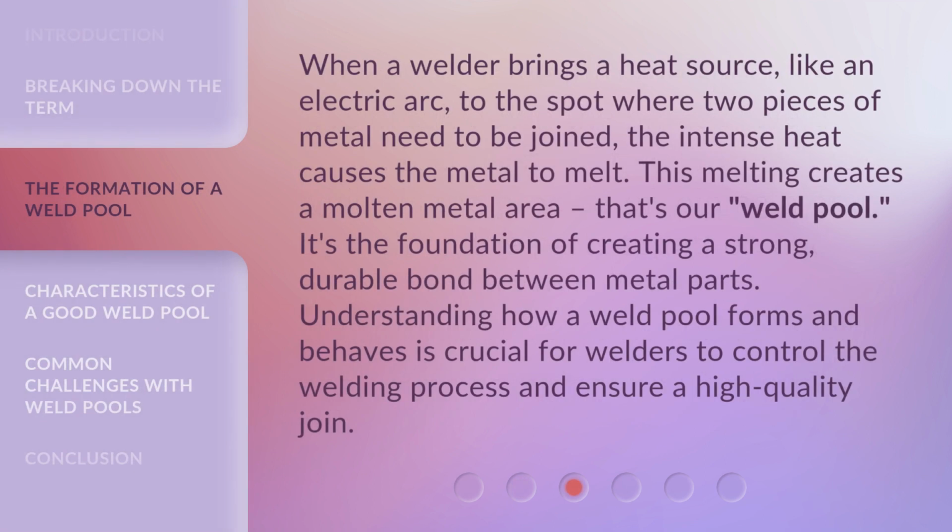When a welder brings a heat source, like an electric arc, to the spot where two pieces of metal need to be joined, the intense heat causes the metal to melt. This melting creates a molten metal area. That's our weld pool. It's the foundation of creating a strong, durable bond between metal parts. Understanding how a weld pool forms and behaves is crucial for welders to control the welding process and ensure a high-quality join.